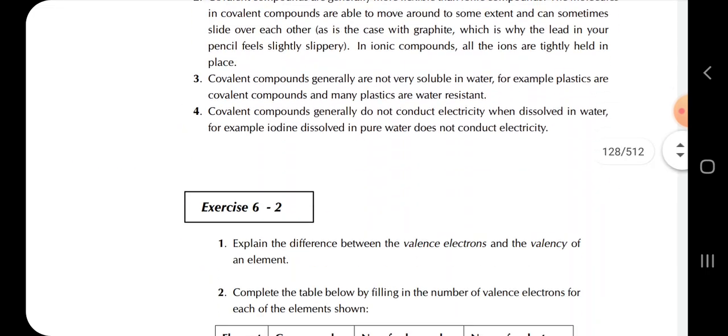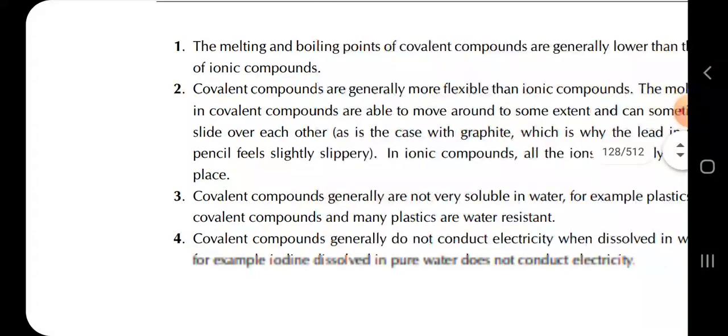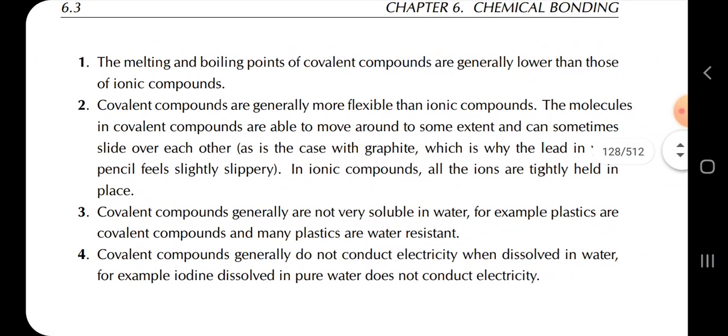The melting and boiling points of covalent compounds are generally lower than those of ionic compounds. Covalent bonds are the weakest bonds. Covalent compounds are generally more flexible than ionic compounds. The molecules in covalent compounds are able to move around to some extent and can sometimes slide over each other. In ionic compounds, all the ions are tightly held in place.